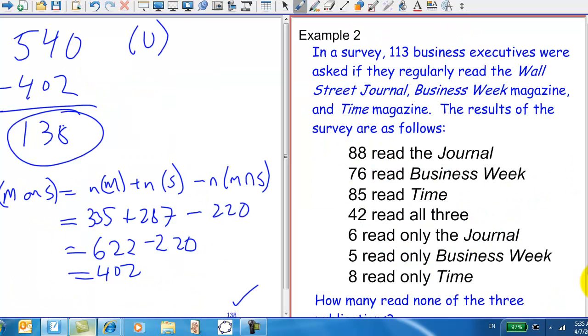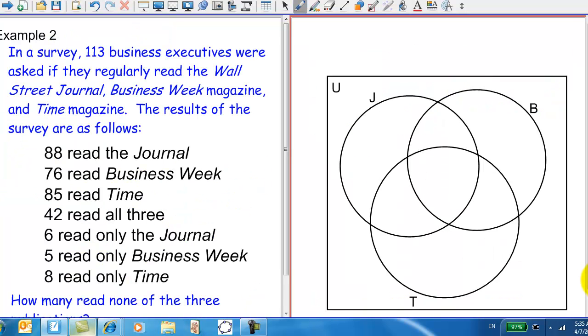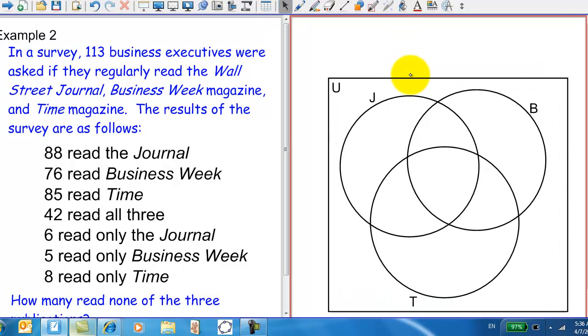Now our next problem: in a survey, 113 business executives were asked what they read, and here are the results. Let's start putting these into our Venn diagram. How many read none of the three publications? So let's find out here. So we can start filling in some things in here.